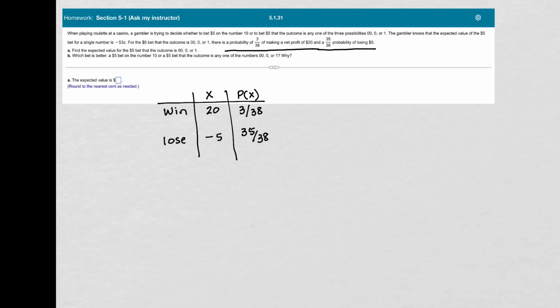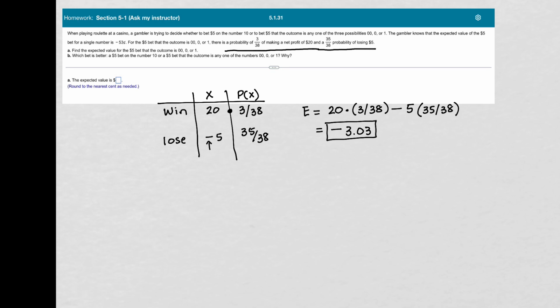So to find the expected value, we're going to take the amount that you would win and multiply it by the probability that you win. You can put this in your graphing calculator. And then I'm going to subtract because this is a negative. We would add a negative or just subtract. Either way is fine. We're going to do 5 times 35 over 38. And so my result is a negative $3.03. So that's the answer to part A.